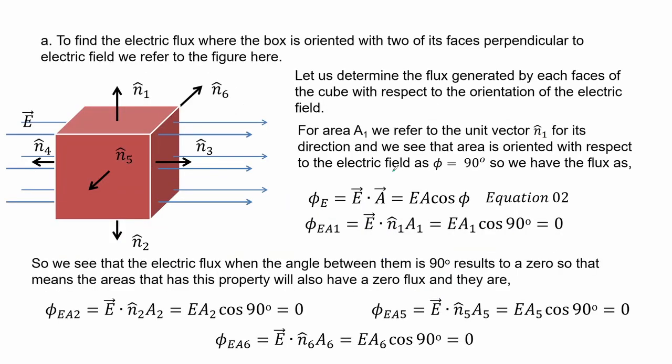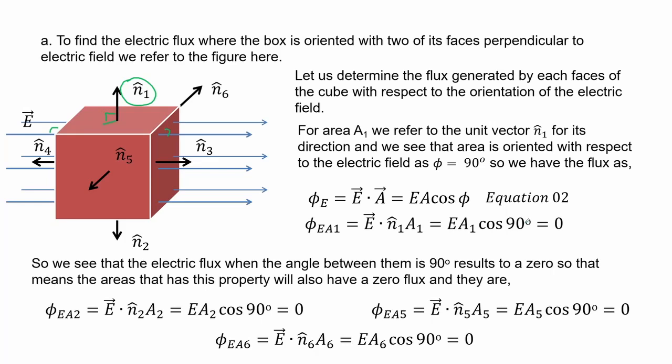For letter A, to find the electric flux where the box is oriented with 2 of its faces perpendicular to the electric field, we refer to the figure here. Let us determine the flux generated by each face of the cube with respect to the orientation of the electric field. For area A1, we refer to the unit vector n-hat 1 for its direction, and we see that the area is oriented with respect to the electric field at phi equals 90 degrees, so we have a flux equal to 0.